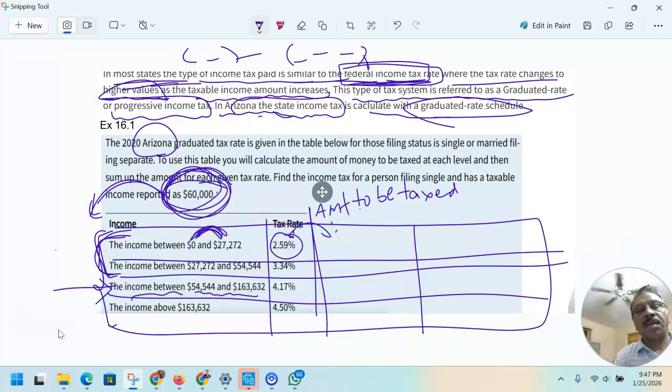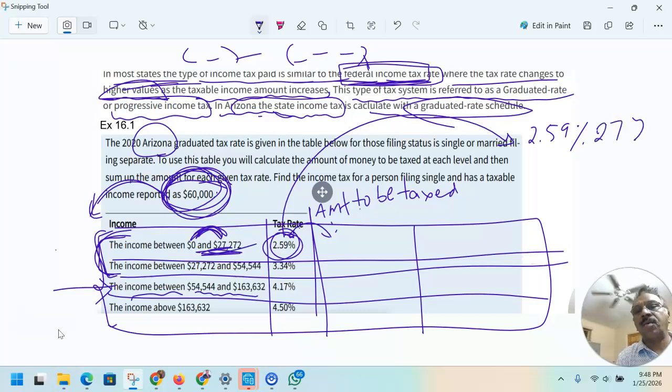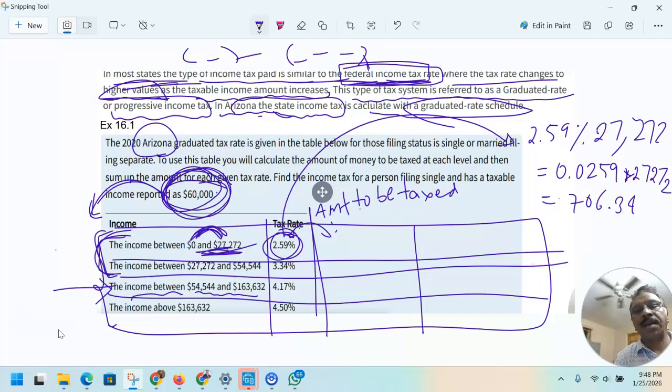So this is this up. That means if you take 2.59% of the amount from 0 to 27,272. If we work on this, of course this is 0.0259. I can multiply by calculator, do a little maths there, by 27,272, and you end up getting 706. So that's the taxable amount here.